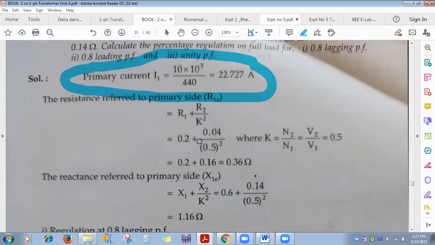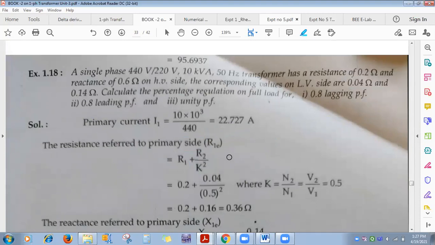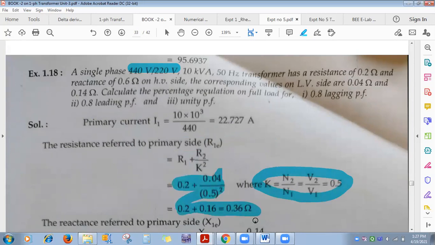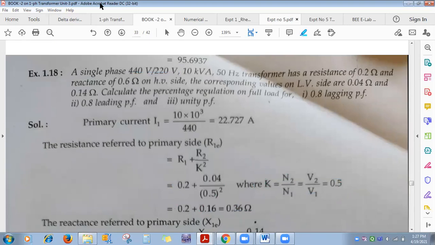Now which one is required? R1E and X1E. So R1E we have seen in the previous lecture is what? R1 plus R2 dash. R2 dash is what? R2 divided by K square. How to find out K? Here 220 divided by 440. What is the formula of K? N2 by N1, E2 by E1, V2 by V1. V2 by V1. Correct. I1 by I2. Correct. So using this, calculate the value of K. So put here all the values. So you will get this R1E.